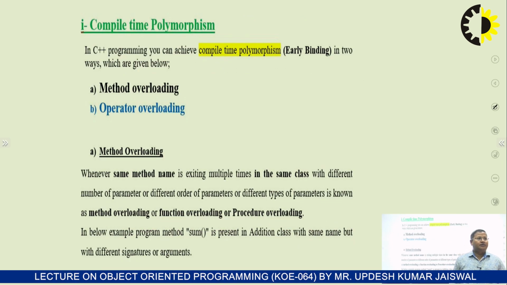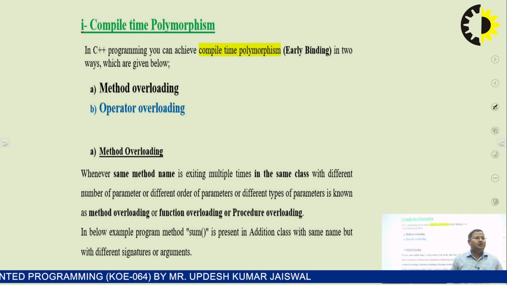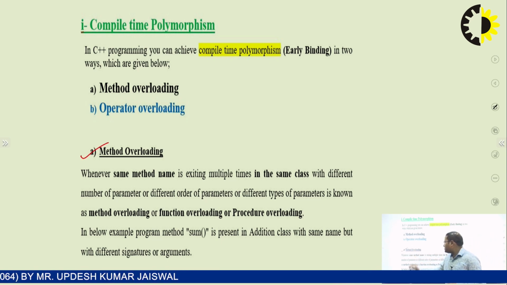Compile time polymorphism. In a C++ program, we can achieve compile time polymorphism by early binding in two ways, that is method overloading and operator overloading. Now I am going to explain the first type, that is method overloading.